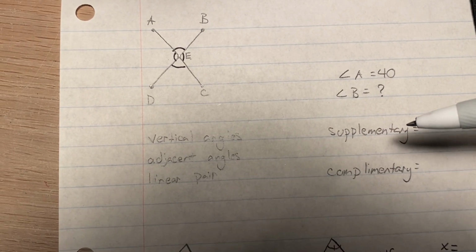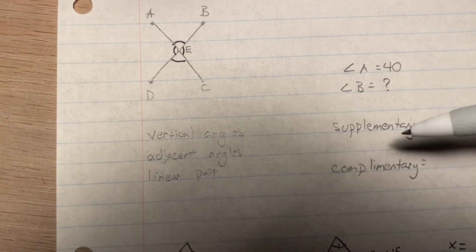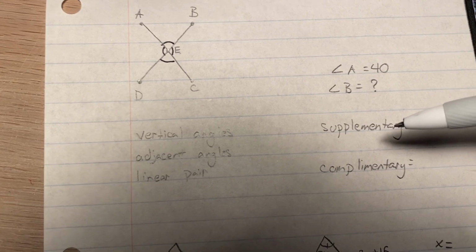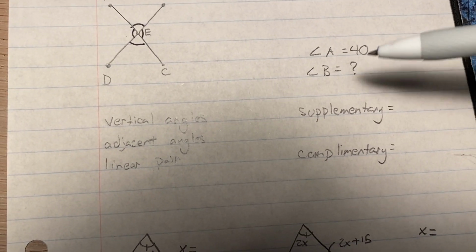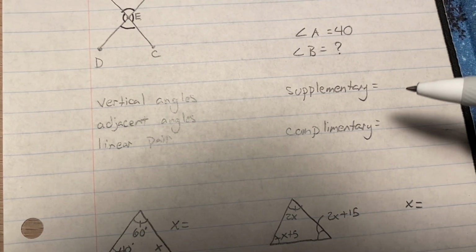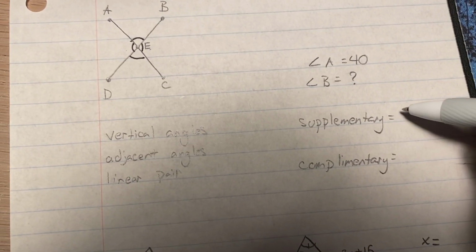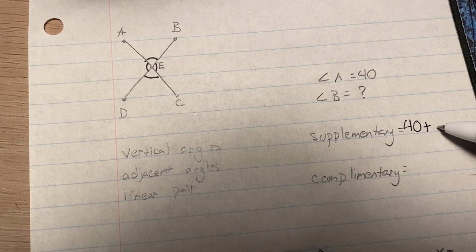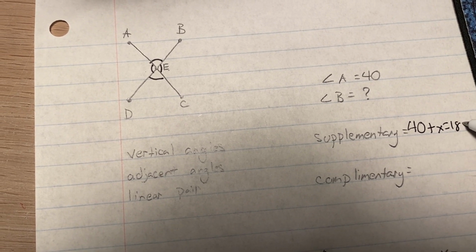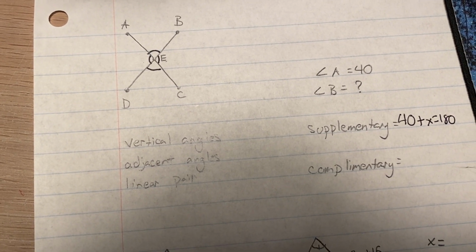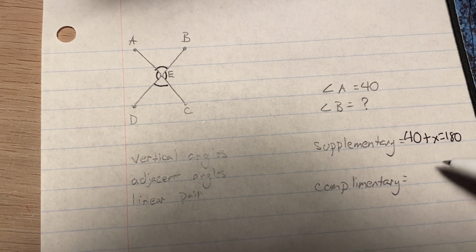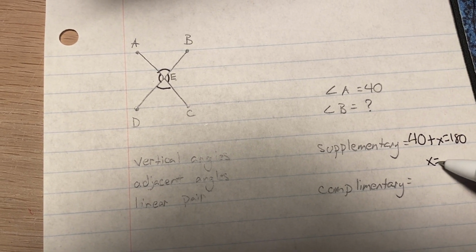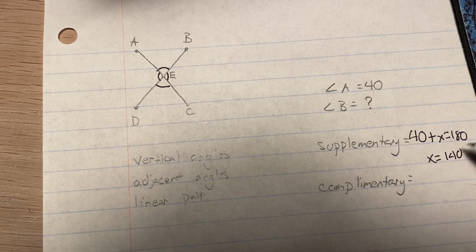So supplementary are two angles that add up to 180. If I said angle A and B are supplementary, I would know that 40 plus the mystery equals 180. So I can subtract the 40 from both sides, so that x equals 140.